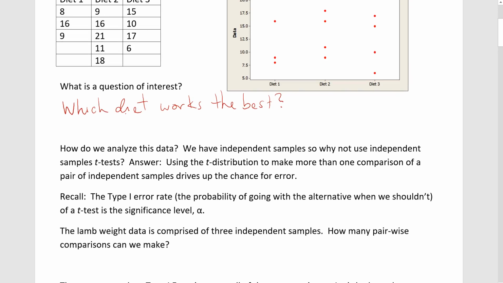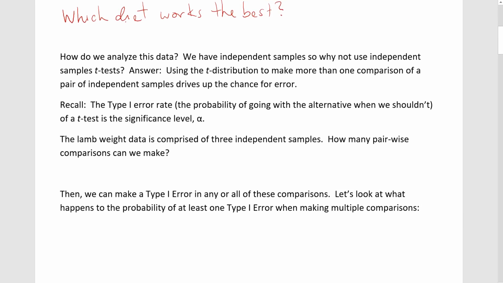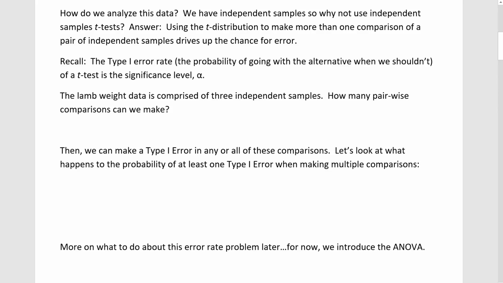Well, we have independent samples, so why not use independent samples t-tests? Well, using the t-distribution to make more than one comparison of a pair of independent samples drives up the chance for an error. So remember, the type 1 error rate, which is the probability of going with the alternative when we shouldn't in a t-test, is the significance level alpha.